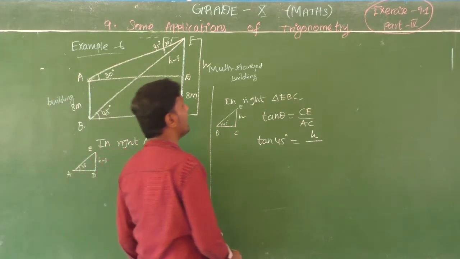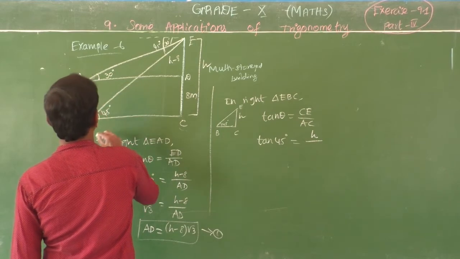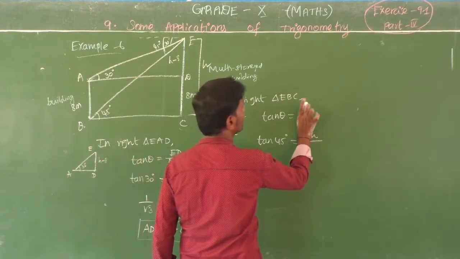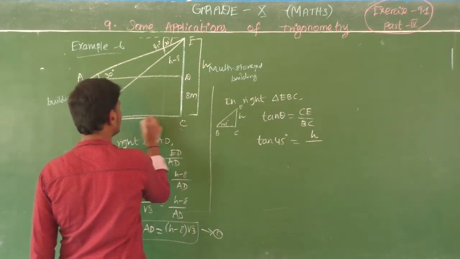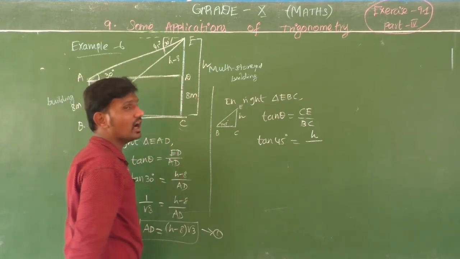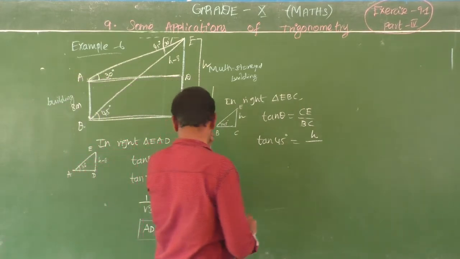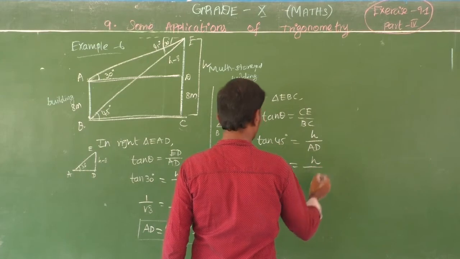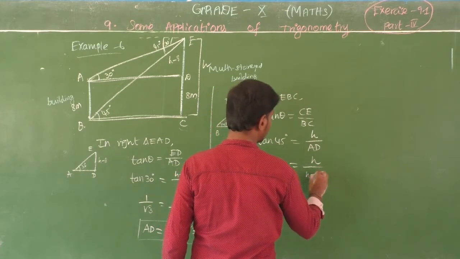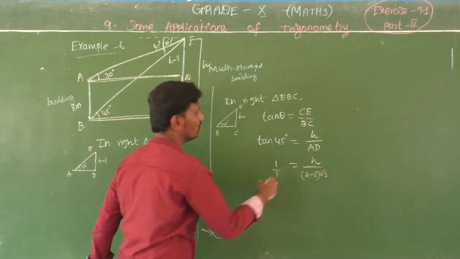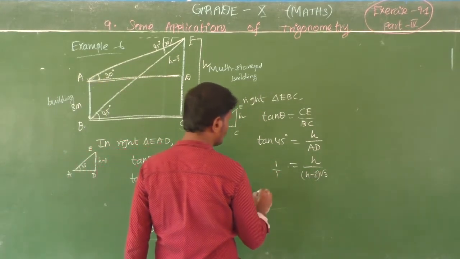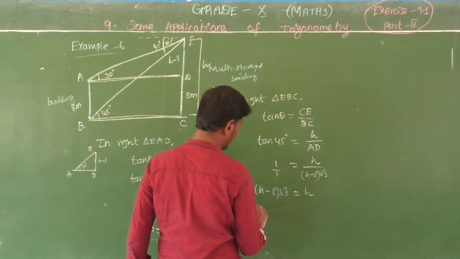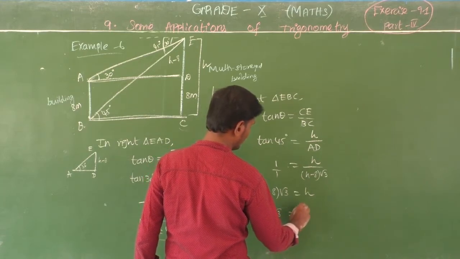Now BC and AD are also the same distance. So tan 45 degrees equals 1, which is equal to H by AD, and AD we already know is H minus 8 into root 3. Now I am going to cross multiply to get H minus 8 into root 3 equal to H. Now root 3 H minus 8 root 3 equals H.